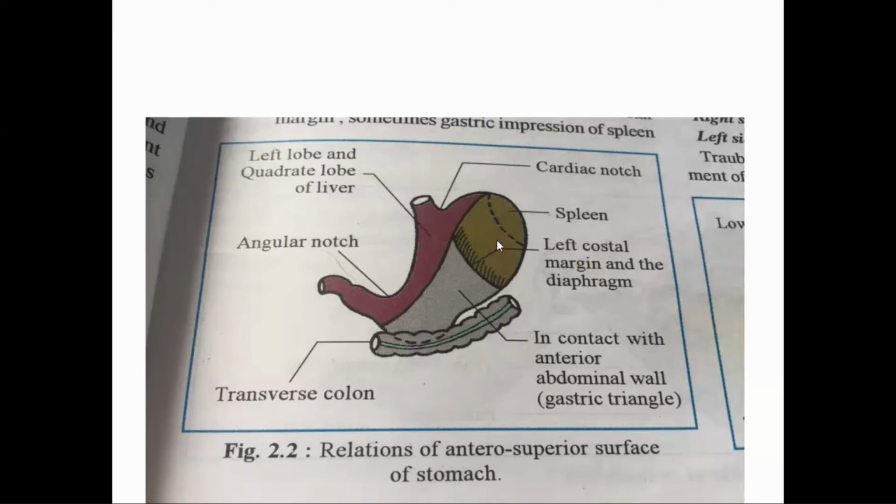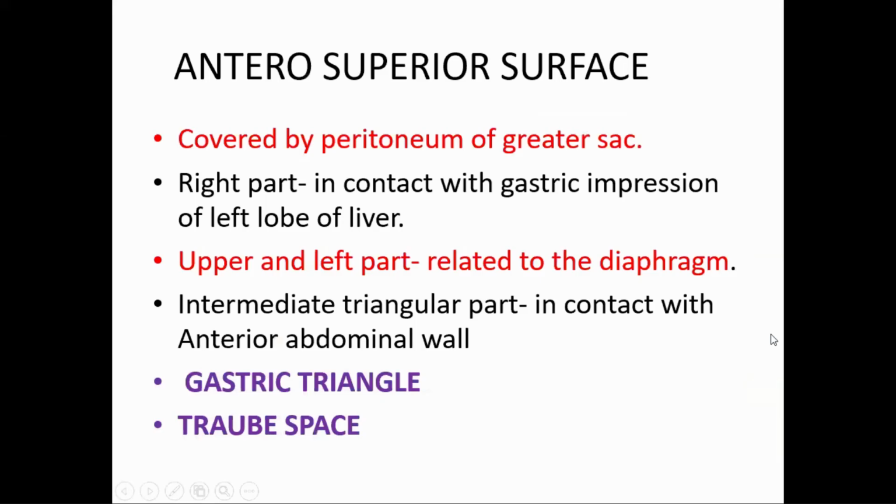Now, there is another space also present, known as the Traube's space. The anterior-superior surface of the stomach is covered by the peritoneum of the greater sac. The right part is related to the left lobe of the liver. The upper and left part is related to the diaphragm and the left costal margin. The intermediate triangular part is directly in contact with the anterior abdominal wall, and that triangular area is named the gastric triangle.